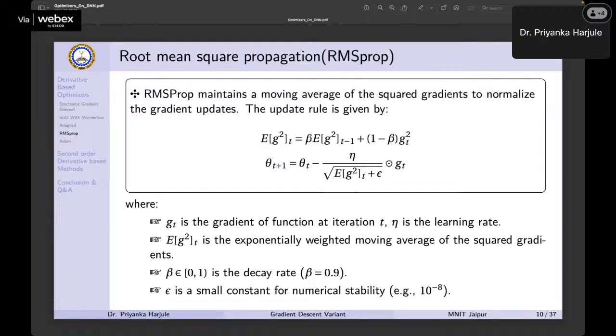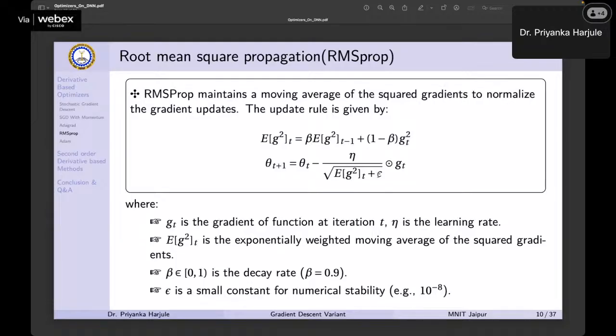And beta takes a value between 0 and 1. Basically, it is taken to be 0.9, and epsilon is taken here, again, for preventing the denominator from going to 0. So this way, this allows smoother progress along gentle slopes.